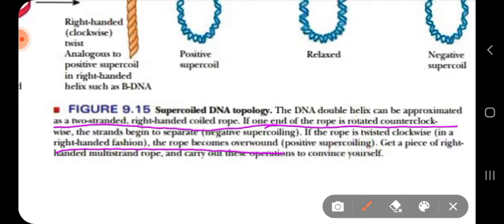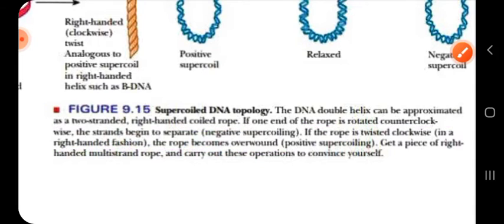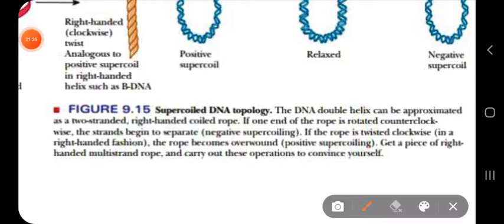Sorry, I have mistakenly shown the wrong line. Counterclockwise means anti-clockwise. So if one end of the rope is rotated in a counterclockwise direction, the strands begin to separate, because it is moving against the helical conformation of the DNA, which leads to negative supercoiling.